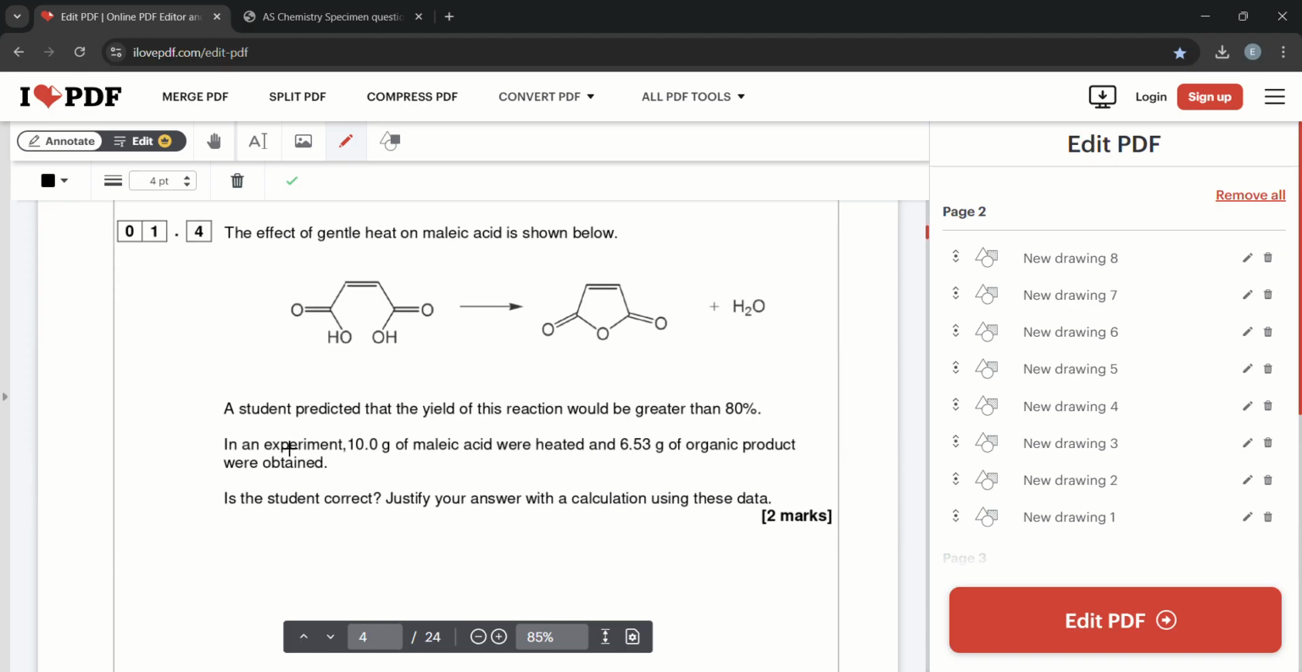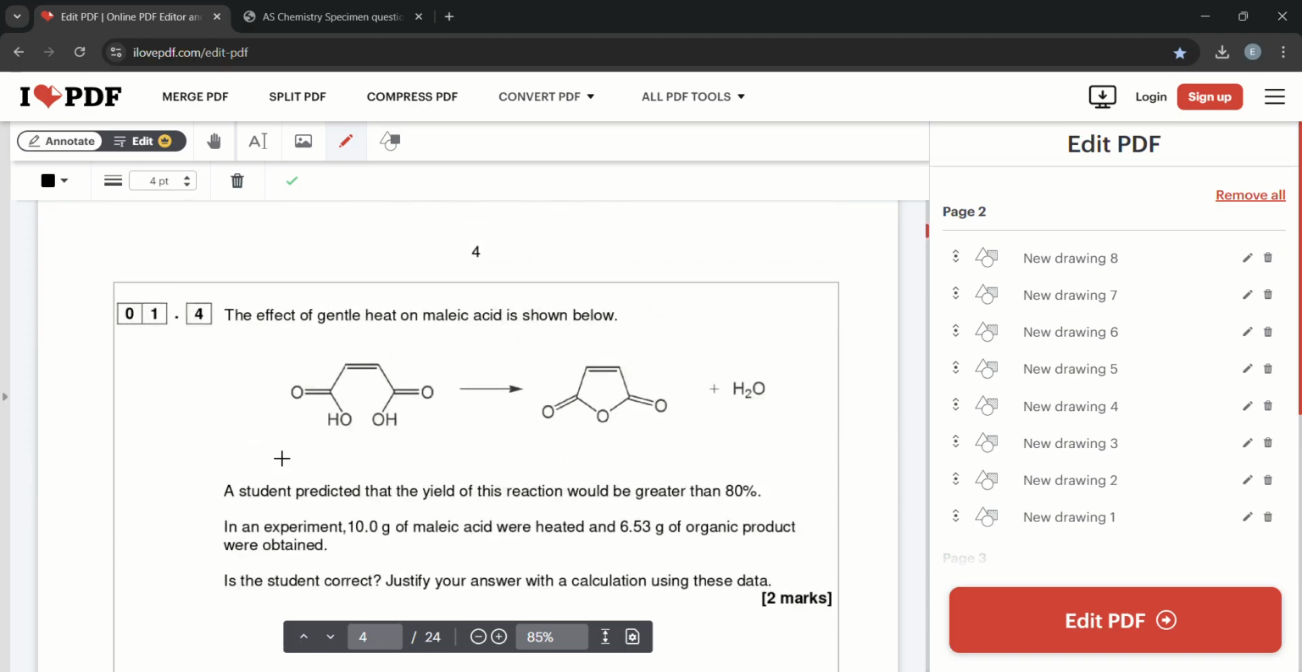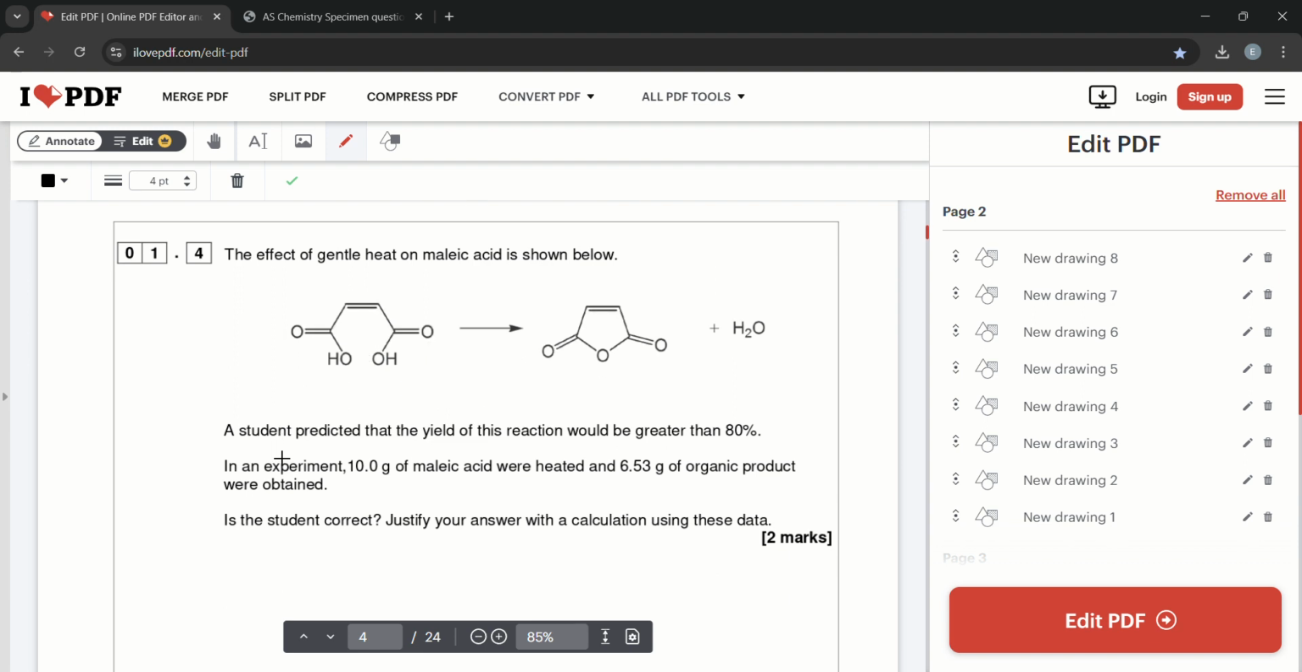And then 1.4, the effect of gentle heat on malic acid is shown below. She predicted that the yield of this reaction would be greater than 80%. In an experiment, 10 grams of malic acid were heated and 6.53 grams of organic product were obtained. Is this correct? Justify your answer with a calculation. So, 10 grams heated, 6.53 grams were obtained.